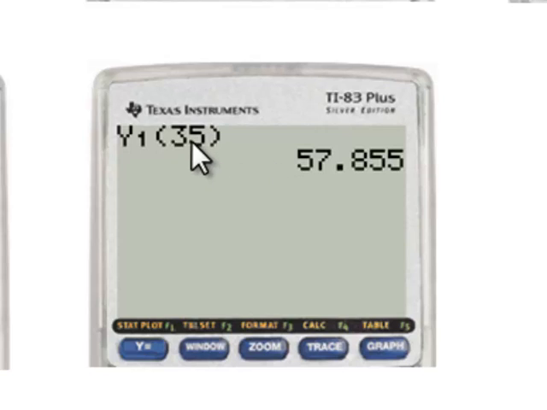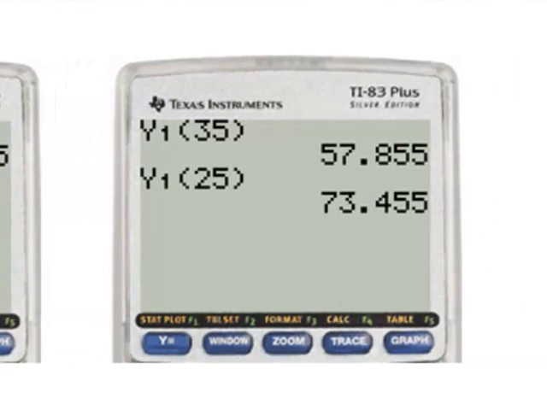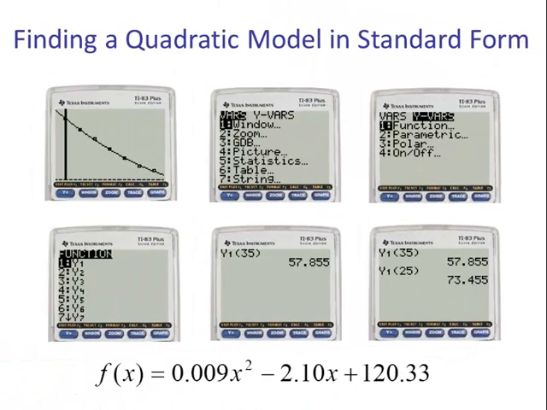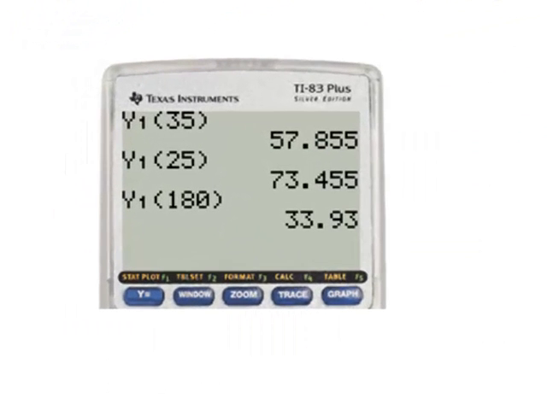So after 35 seconds, there's about 57.9 millimeters. For 25 seconds, we do the same thing, and this time we get about 73.5 millimeters. Part C, we want to know the water level at 3 minutes, which is 180 seconds.